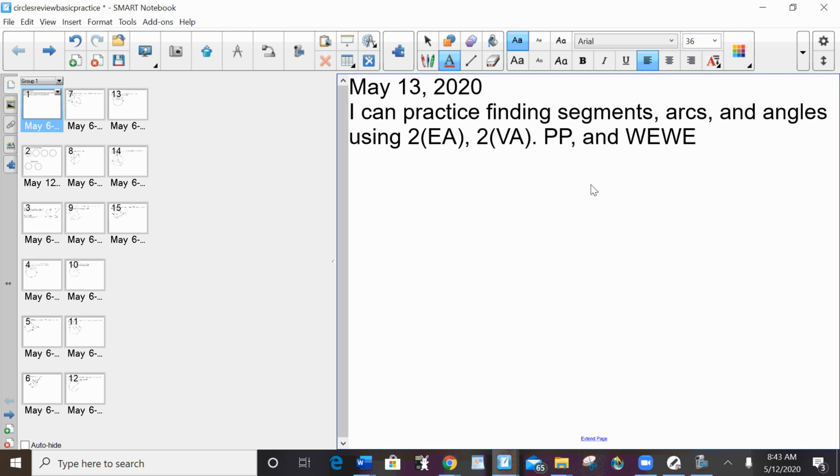Today is a very important lesson. I can practice finding segments, arcs, and angles using our four rules: 2EA, 2VA, PP, and WE. So we're going to talk about all those. I'm going to give you a way to memorize all those, and then we're going to get some practice with all those.